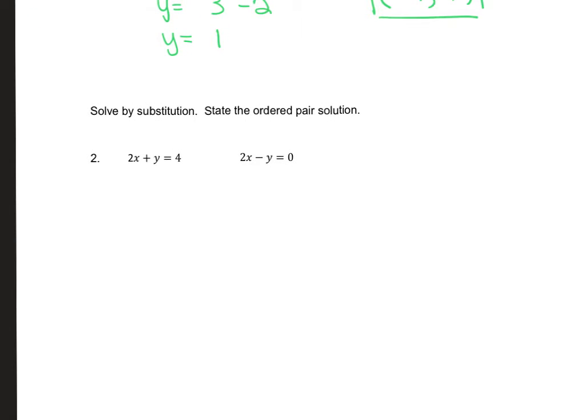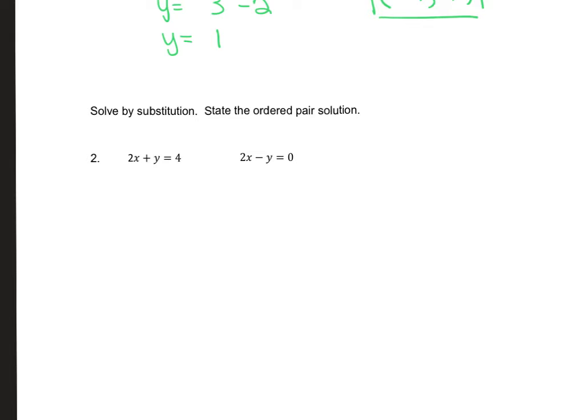Now, solving this by substitution, state the ordered pair solution. That's going to be the general set of directions for most of these when they tell you how they want it done, and stating the ordered pair solution is going to always be how they want the solution for a system, because a system in two variables, you are going to have an ordered pair because you're going to have an x and a y as your answer.